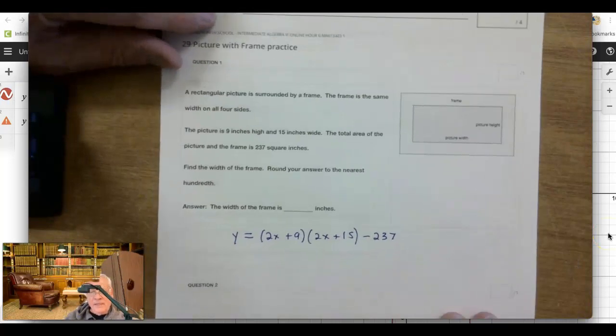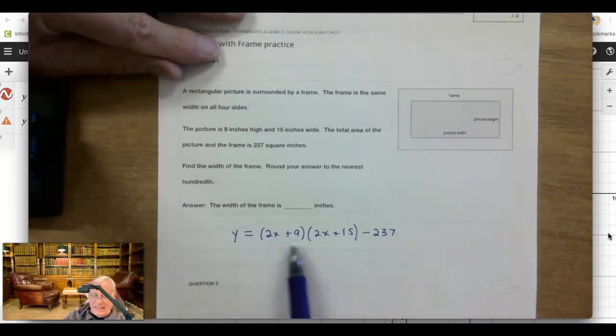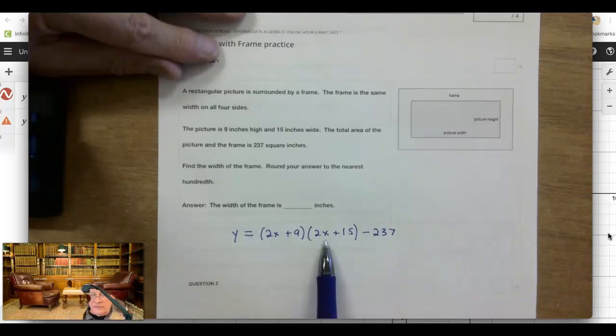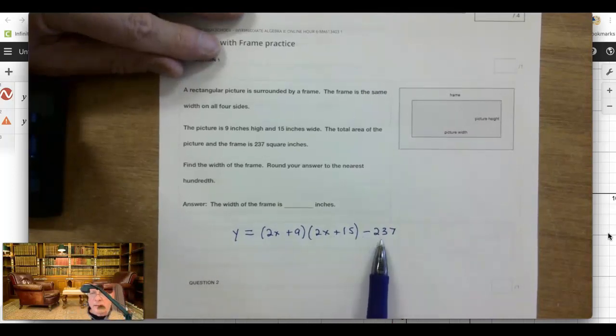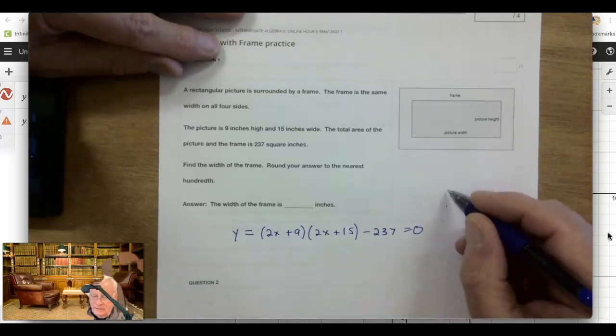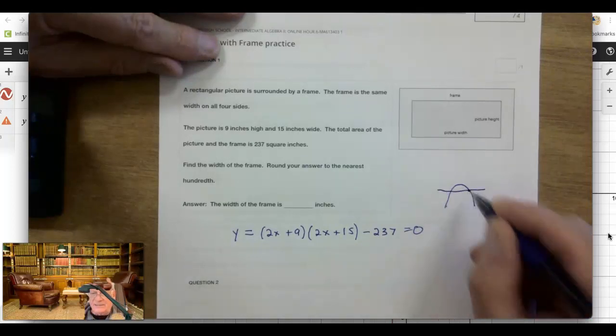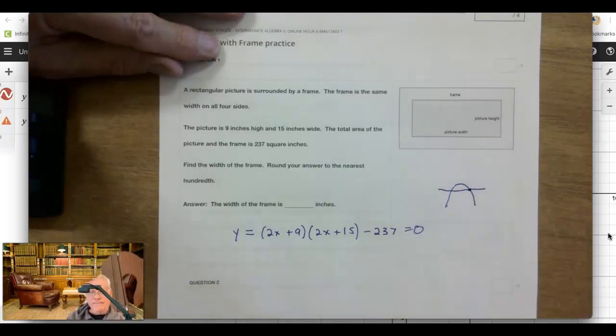Okay, so I had to stop there. Again, the setup is the key. Guys, you want to set up like this. This is length times width, and then subtract the area, because that's going to equal 0 then. Graph it. It might be upside down, and find out where it crosses the x-axis, the positive value. That's what we're doing here again.